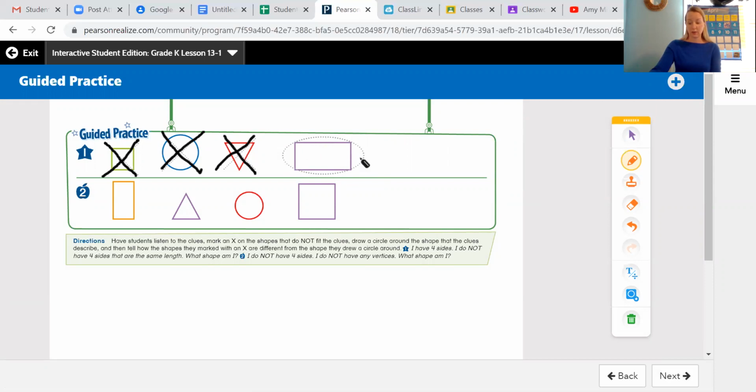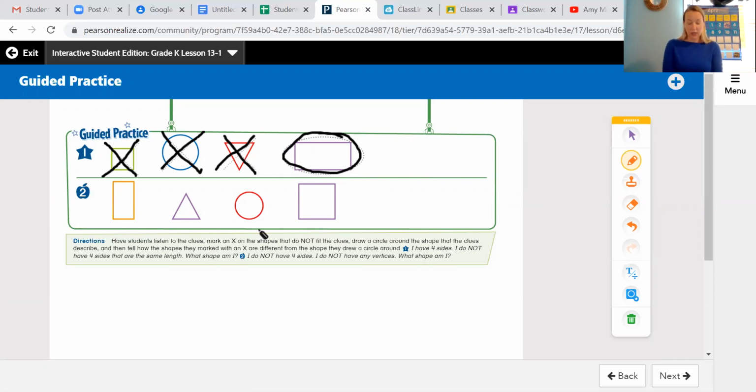No, it does not. And that was the second clue. I do not have 4 sides that are the same length. So we are going to circle the rectangle. He has 4 sides, but they are not the same length. Good job. All right. Number 2, we have to do it ourselves.